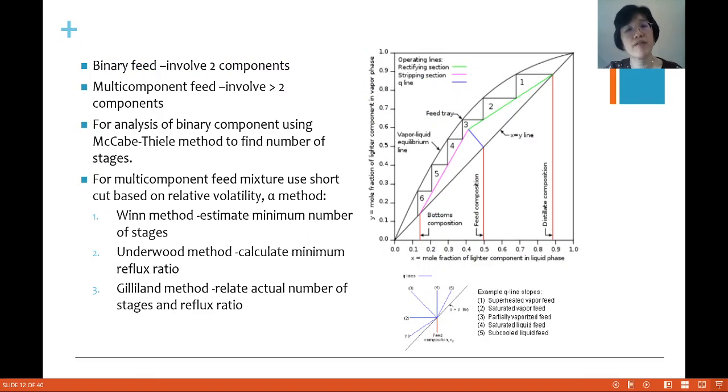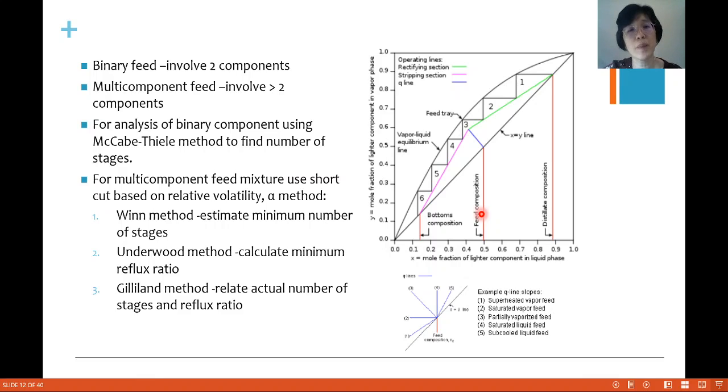Whenever we have a binary feed, which involves two components, we will use the McCabe-Thiele method to determine the number of stages. The diagram given here indicates the McCabe-Thiele method, which is a graphical method for us to identify the number of stages required for a binary feed.